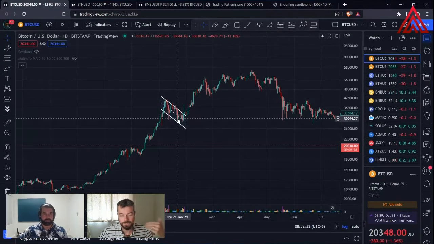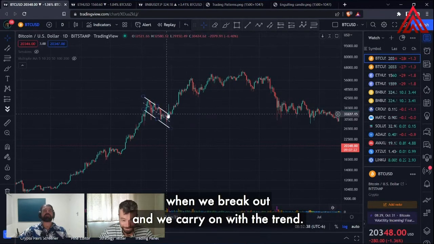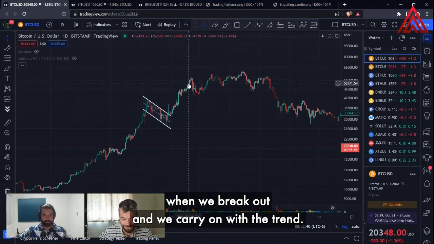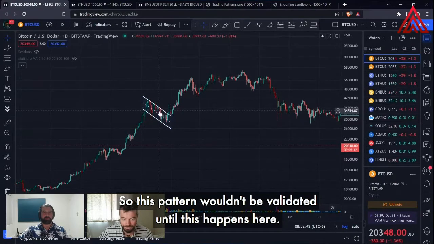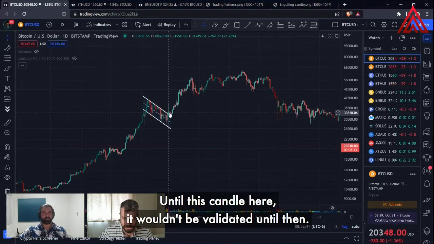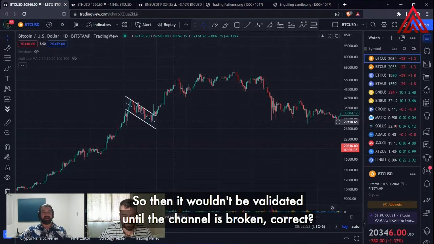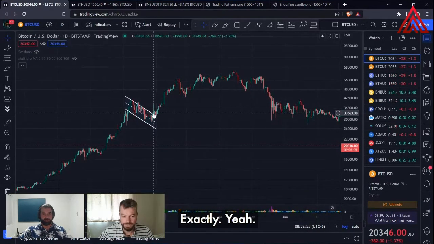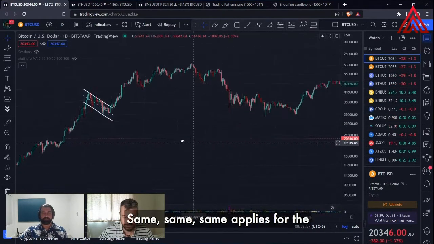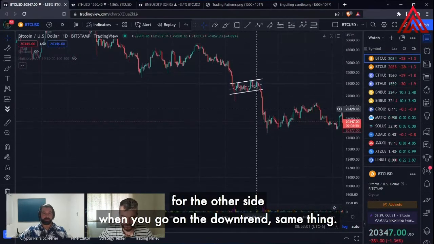Okay, again, a trading pattern like this one is actually validated when we break out and we carry on with the trend. So this pattern wouldn't be validated until this happens here, okay? Until this candle here. So it wouldn't be validated until the channel is broken, correct? Exactly, yeah. Same applies for the other side when you go on a downtrend.